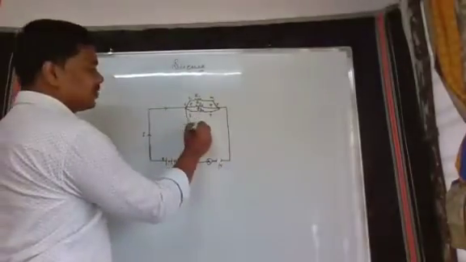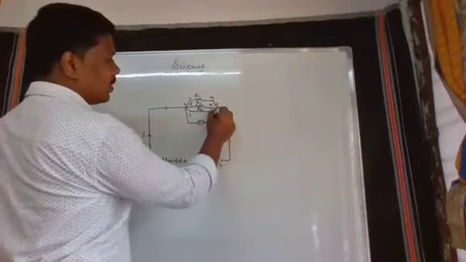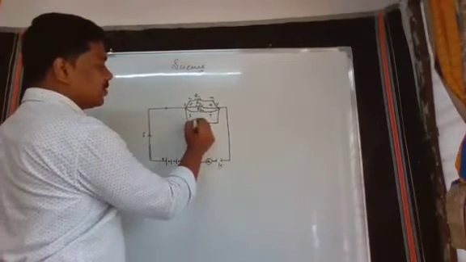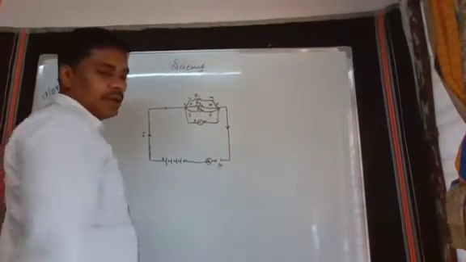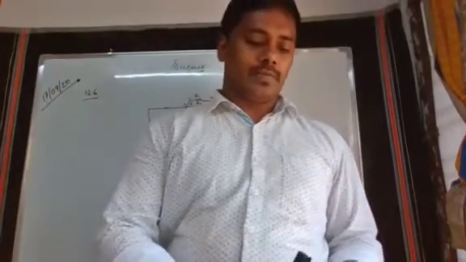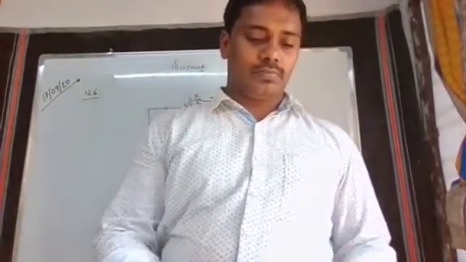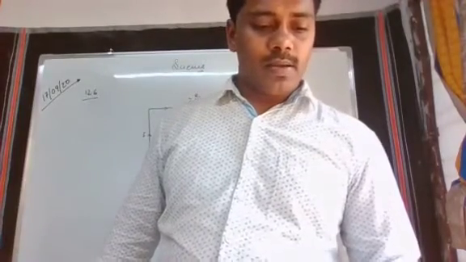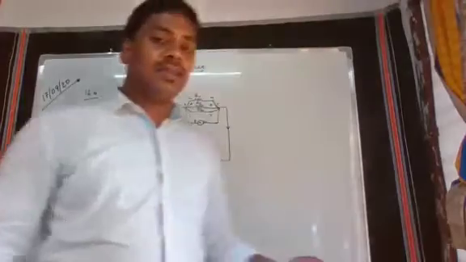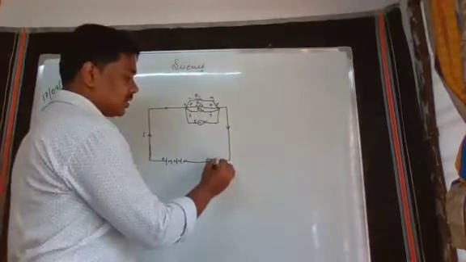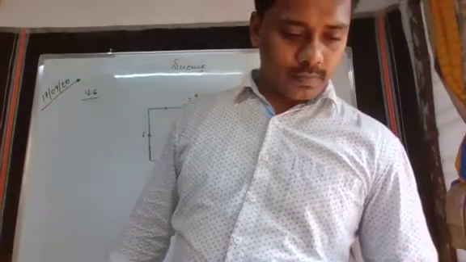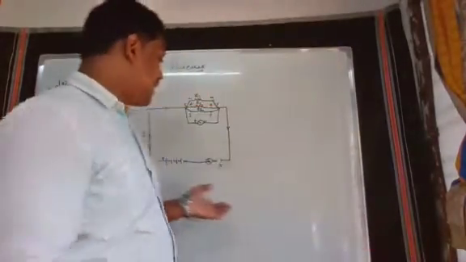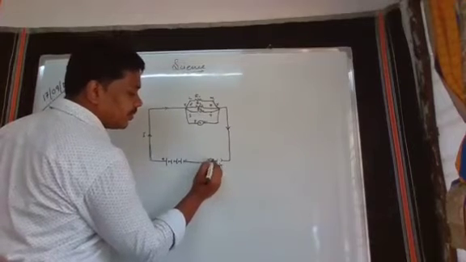So one more thing is there. We have to connect one voltmeter V in parallel. So it is clear now: positive side and negative side, current flows in this direction. And what is next? Plug the switch key and note the ammeter reading. We want to note the ammeter reading.